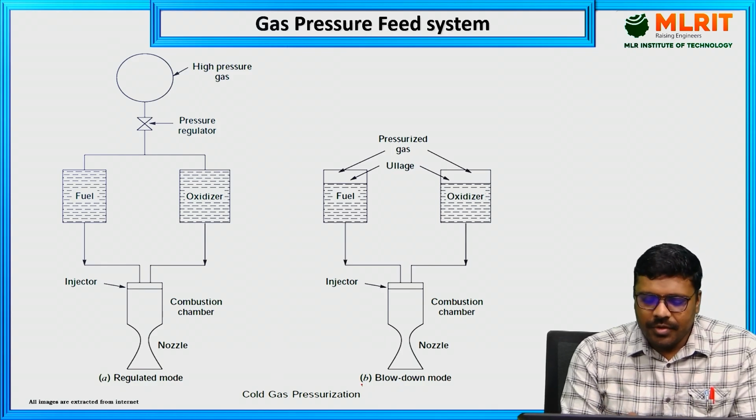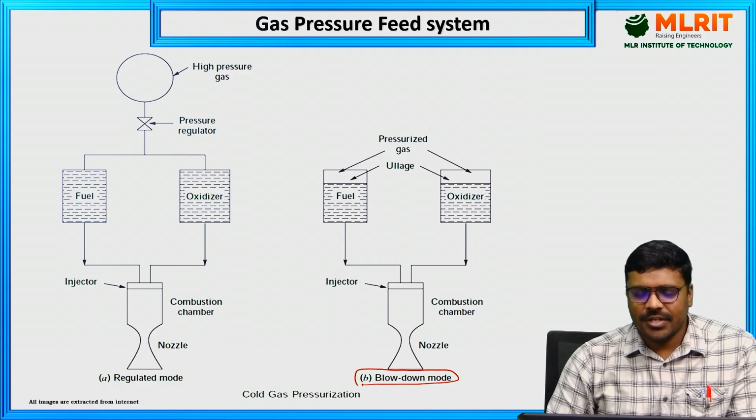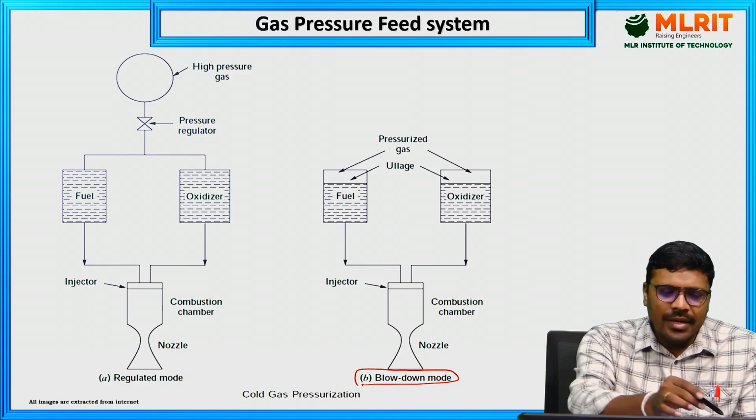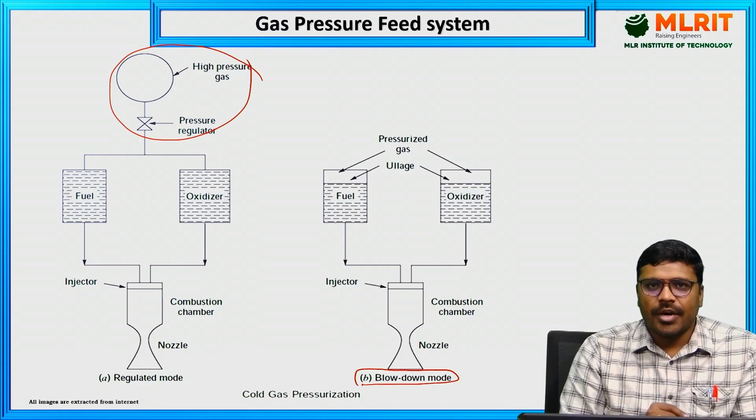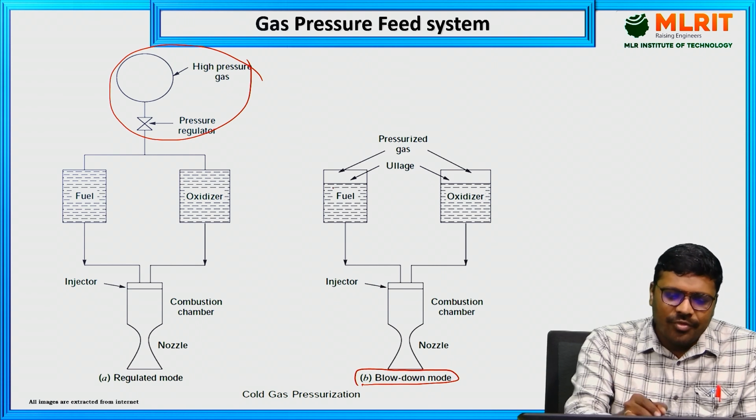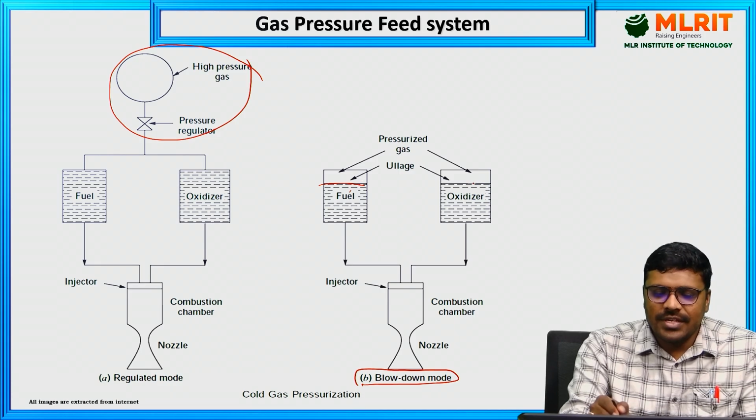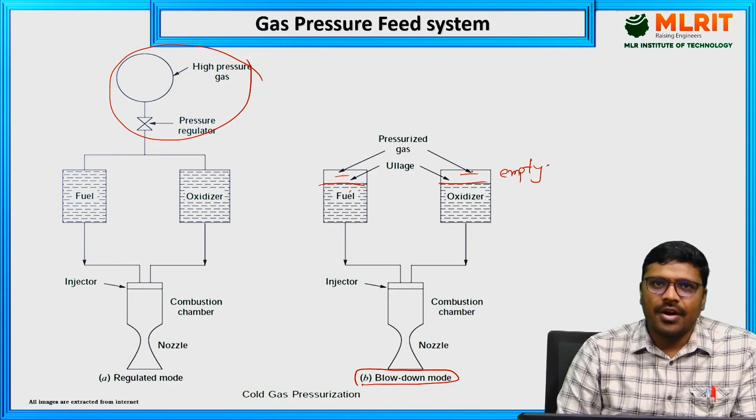Coming to the next one, blow down mode. The second method in the gas pressure feed system is blow down mode. The construction will be the same, but this high pressure gas chamber will not be present in the blow down mode. Then how do we develop the pressure in the blow down mode? Simply, we do not fill the fuel completely in the tank. Even in the oxidizer tank, some empty portion is left. Here you can see the empty portion in the fuel tank and oxidizer tank.